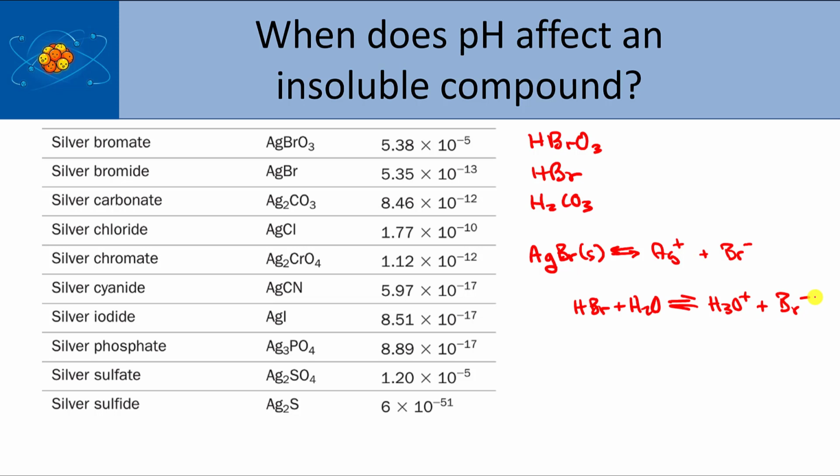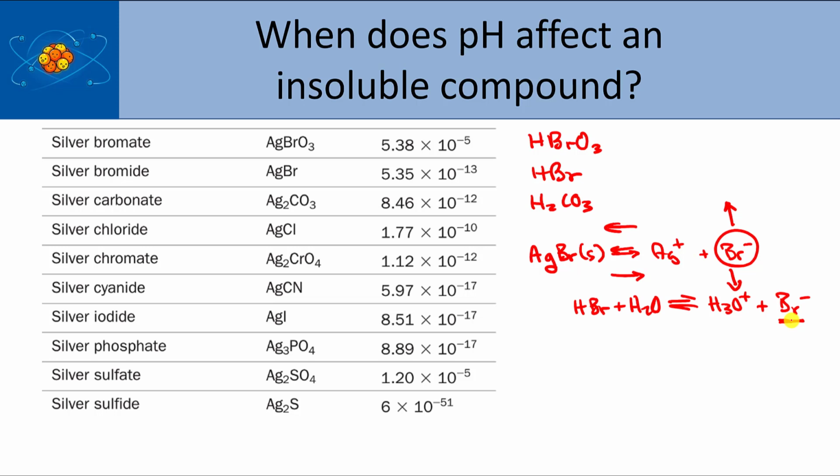Okay, so now, here's the thing. If you affect the concentration of bromide, you affect the molar solubility. If you can make it go down, then the molar solubility goes up. If you can make it go up, then the molar solubility goes down. Because if you make this go up, it shifts to the left, right? And if you make it go down, it'll shift to the right. And molar solubility is based on how much you can dissolve. So, anything that manipulates the bromide ion concentration potentially can affect the molar solubility of silver bromide.